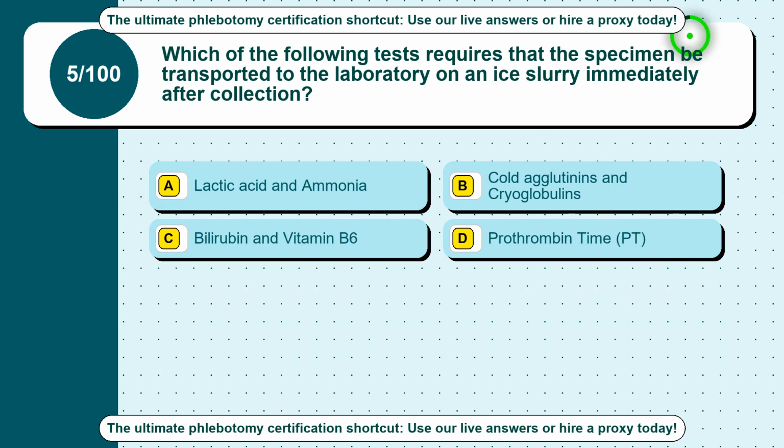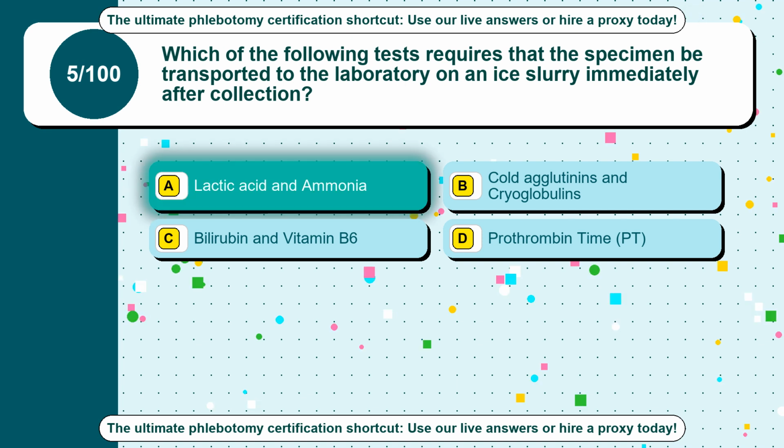Question 5. Which of the following tests requires that the specimen be transported to the laboratory on an ice slurry immediately after collection? Option A, lactic acid and ammonia. Option B, cold agglutinins and cryoglobulins. Option C, bilirubin and vitamin B6. Option D, prothrombin time, patient. The correct answer is option A, lactic acid and ammonia.